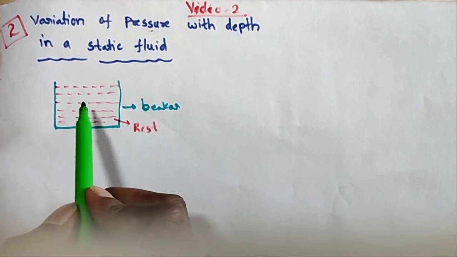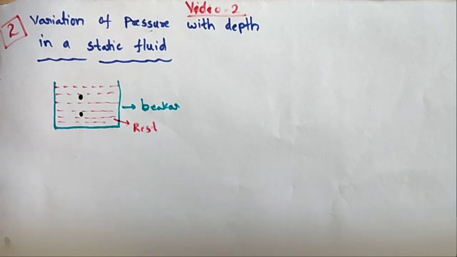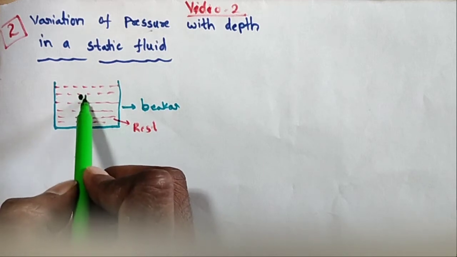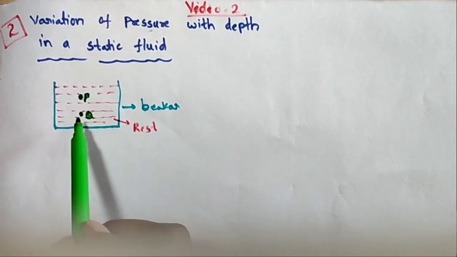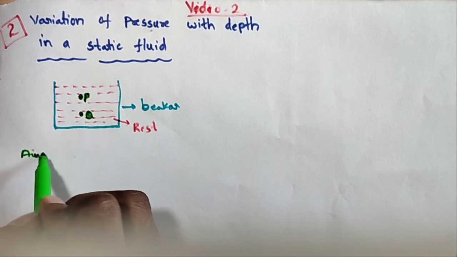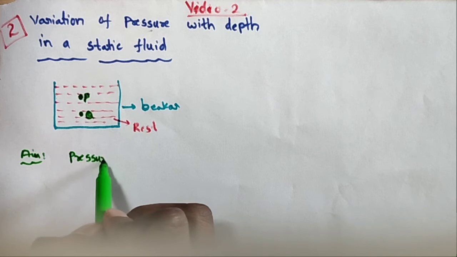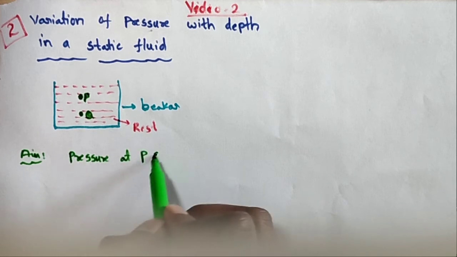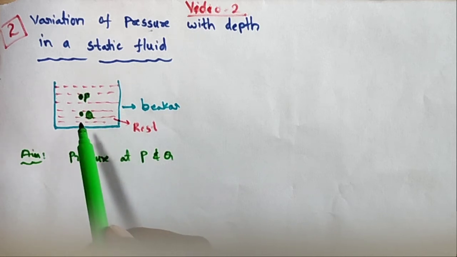Here I am taking two points, one point here and another point at a different depth. This is point P and this is point Q. What is my concept at points P and Q? What is the pressure difference? My aim is to find what the pressure is at P and Q, and what the pressure difference between P and Q is. Is it different? Is it equal? I will explain in this video.